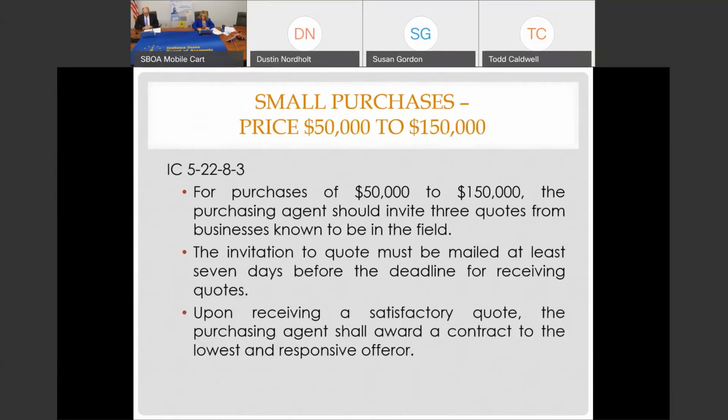Next is what the code refers to as small purchases, and those are found in 522.8. For small purchases where the cost is between $50,000 and $100,000, quotes from 3 persons or vendors known to deal in the equipment or supplies being purchased should be invited. These should be obtained by mailing an invitation to quote at least 7 days prior to the deadline for receiving the quotes. And recall that I mentioned earlier that mail includes email, so you can email your 3 vendors.